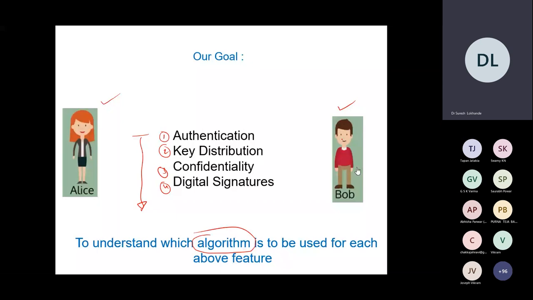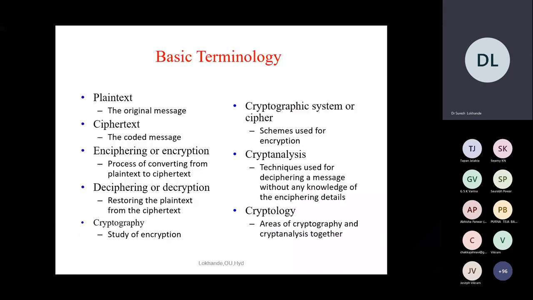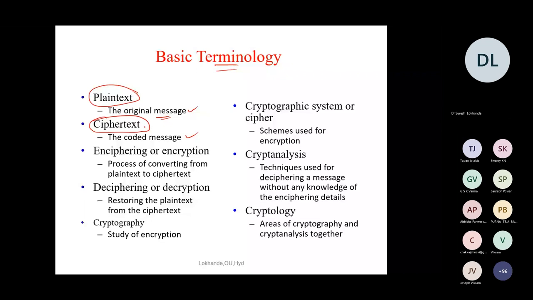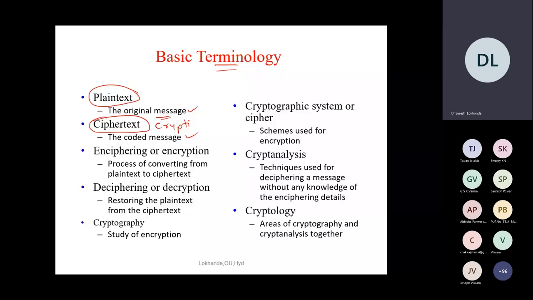For that, we need to understand the basic terminology, starting with plain text. The plain text is the message which we are going to transmit. If you transmit it as it is, without encrypting, anybody can read it. So for that purpose, we need to apply some sort of encryption algorithm to make it a coded message that only an authorized person can understand. That we call cipher text. We can call it ciphertext or cryptic text. For that, we do encryption and decryption. Like that, the discussion goes on.